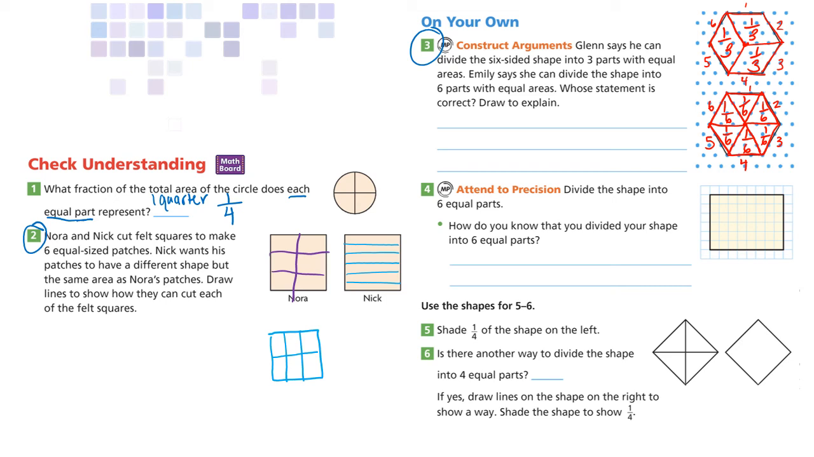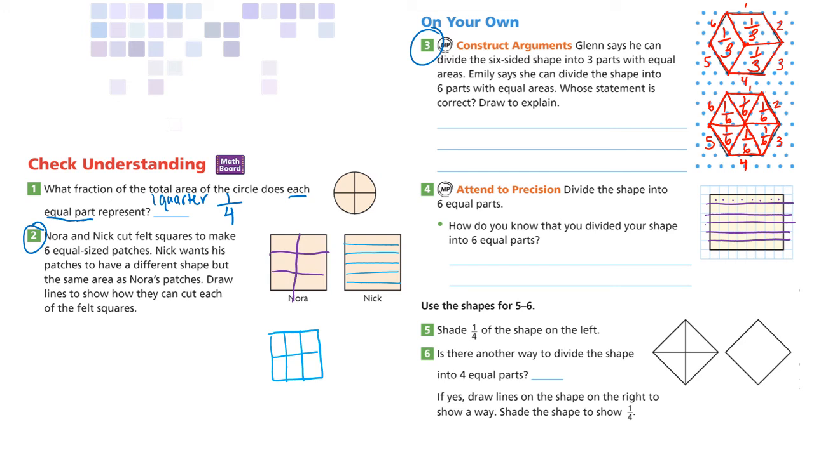Number 4, divide the shape into 6 equal parts. How do you know that you divided your shape into 6 equal parts? Well, I counted before I started this problem. I know that there are 6 rows, so I can actually just go ahead and divide my shape into 6 equal rows, okay? And I would know that it has equal parts by counting how many square units there are. It has 1, 2, 3, 4, 5, 6, 7, 8 square units in each part.